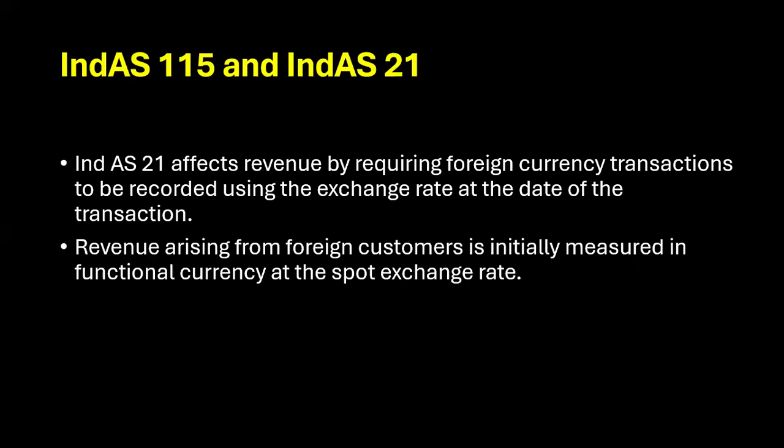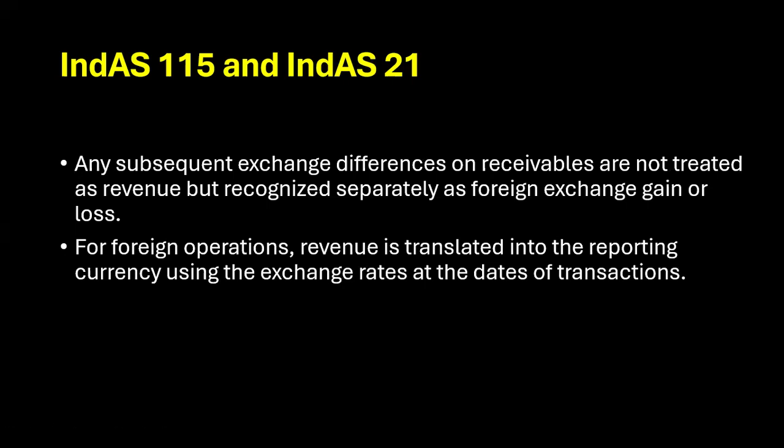If the revenue involves foreign currency, the revenue arising from the foreign customer is initially converted into the functional currency by using the spot rate. And if the transaction is on credit, then any subsequent exchange differences on receivable are not treated as a revenue, but recognized separately as currency gains or currency losses. So for foreign operations, the revenue is translated into reporting currency using the exchange rate at the date of the transaction.